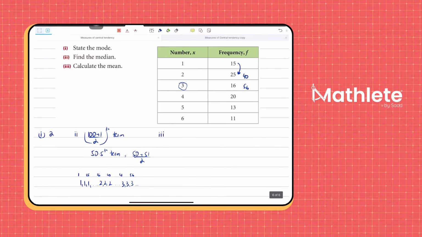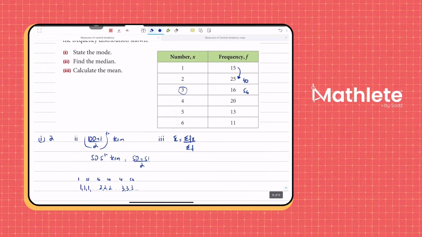Okay. All right. Now, what about the mean? How do we find out the mean? What do we do over here? What's the formula? We multiply frequencies with the number and divide by 100. That is correct. So sigma fx, or summation fx, divided by summation f. All right, somebody's given me the answer already. That's brilliant. But let's just write it down.